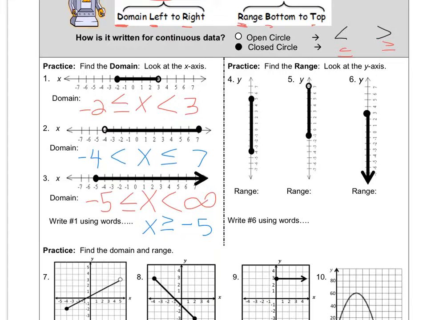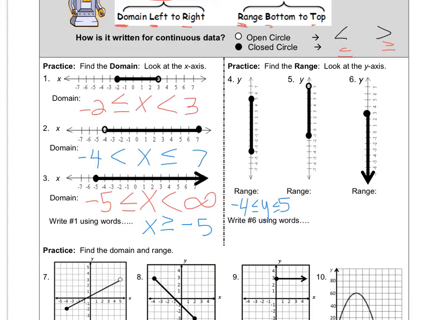Again, that's going to be smallest to largest. We'll use our less than or equal to. So on number 4, we've got our bottom number, which is -4, and we've got our top number, which is 5. But this time, we're not talking about domain anymore. We're talking about range. Range is the y-axis. So we're going to put a y in the middle. And on number 4, both of our points are included, so they're both going to have the equal to sign on them.